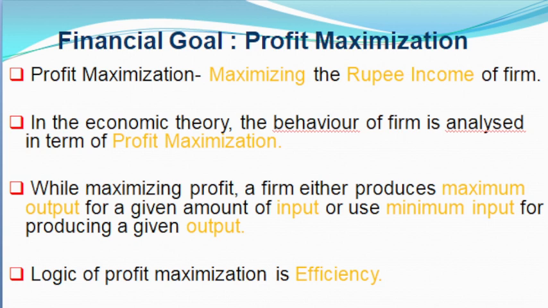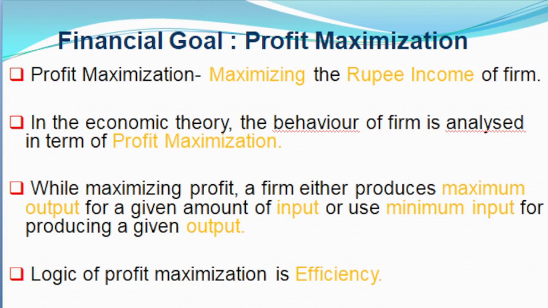After 1 year, I get 1,50,000. So the 1 lakh rupees that I get after investing in that project is the profit. It is not my profit, it is the organization's profit. It is maximizing the rupee income of the firm. Clear? This is how every organization maximizes the rupee income.